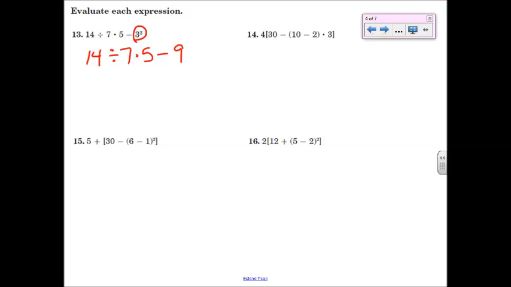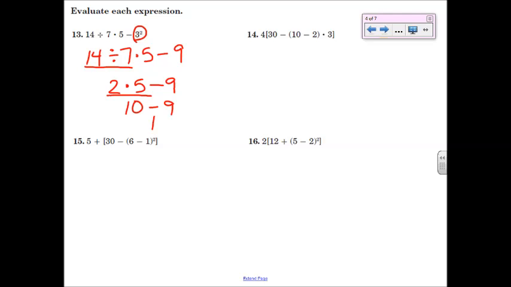Next thing I move on to is multiplication and division. And it's not that multiplication comes first. They just are on the same step of that ladder, and they go from left to right. So the first thing I run into for multiplication and division is 14 divided by 7, which is 2. Everything else stays the same because I haven't dealt with it. And then the next thing I run into for the division multiplication step is 2 times 5, which is 10. Everything else stays the same because I haven't dealt with it. And so then I have 10 minus 9 is 1. So all this ugly mess in 13 comes out to just be 1.